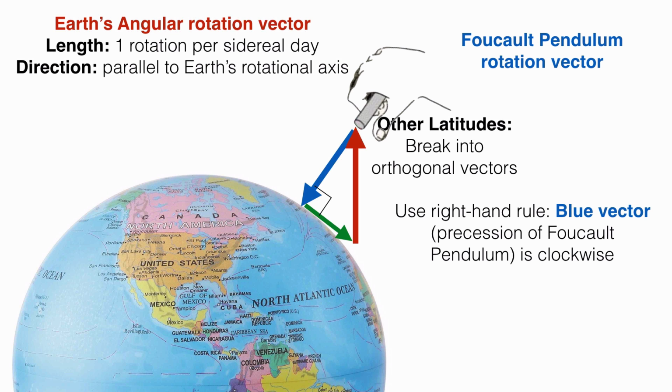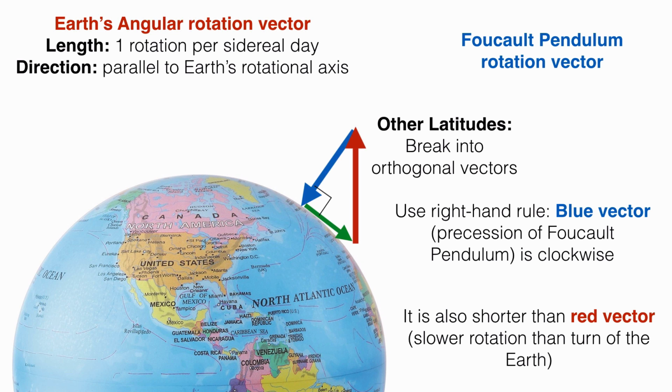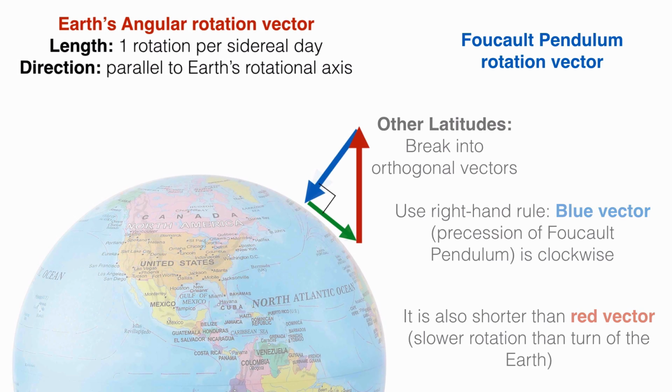All right. So again, using the right-hand rule, taking a look at that blue vector, notice that our thumb is now pointing downwards. Our fingers are wrapping around. Now we're going to pay attention to where the fingers are going, and they're going to move in a clockwise fashion. So our Foucault pendulum in the northern hemisphere is going to precess in a clockwise fashion. It's going to be opposite for the southern hemisphere. Please also notice that the blue vector is shorter than the red vector, which means our period of precession will be slower than the rotation of the Earth.